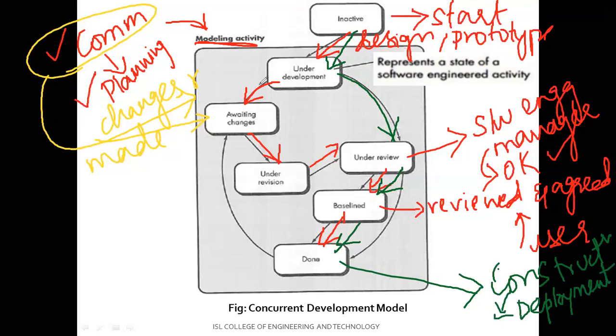So in here, this concurrent model technique is appropriate for projects when different engineering teams are involved. When multiple teams are there, one might be handling communication, another planning, one modeling. At this time, it is used.